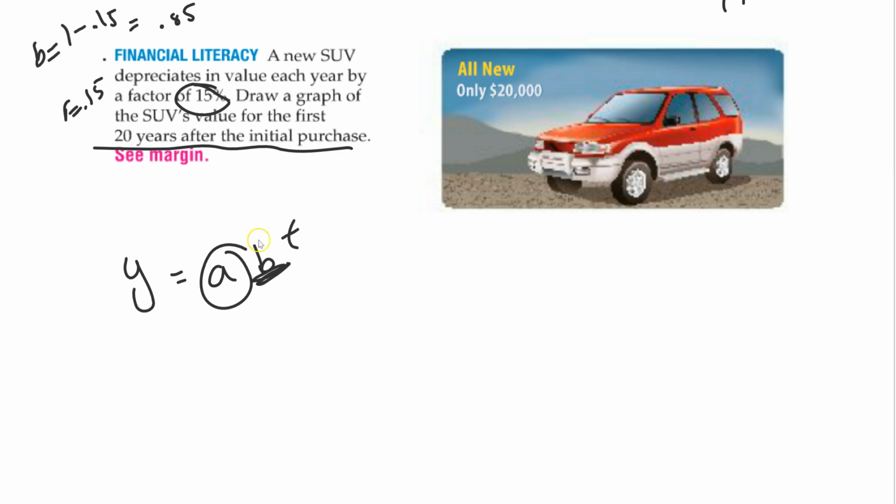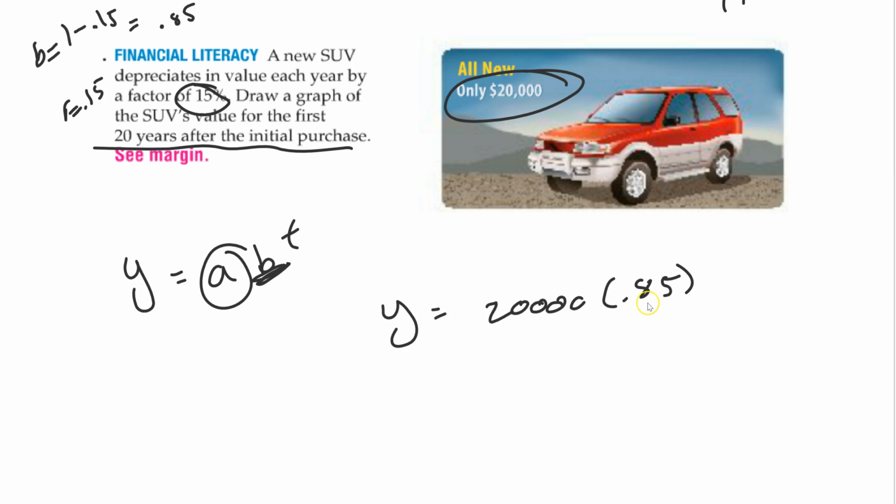And I need my initial value. Now, it's kind of hard, I don't tell you here, it's in the picture. 20 grand. So y equals 20 grand times 0.85 to the t. So you only get to keep 0.85 of your value every single year. Normally when it's a growth, we get to keep more than 100%. That's the whole idea. So in this case, we get to keep 85% of the value.